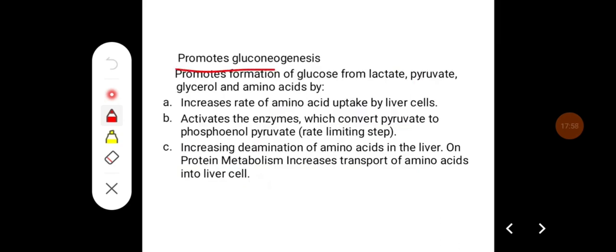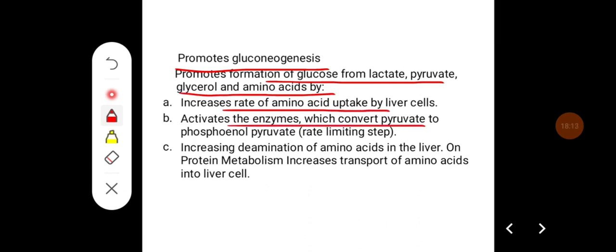It also promotes gluconeogenesis. It promotes formation of glucose from lactate, pyruvate, glycerol, and amino acids by increasing the rate of amino acid uptake by liver cells. It activates the enzymes which convert pyruvate to phosphoenolpyruvate, which is a rate limiting step. And it also promotes gluconeogenesis by increasing deamination of amino acids in the liver.